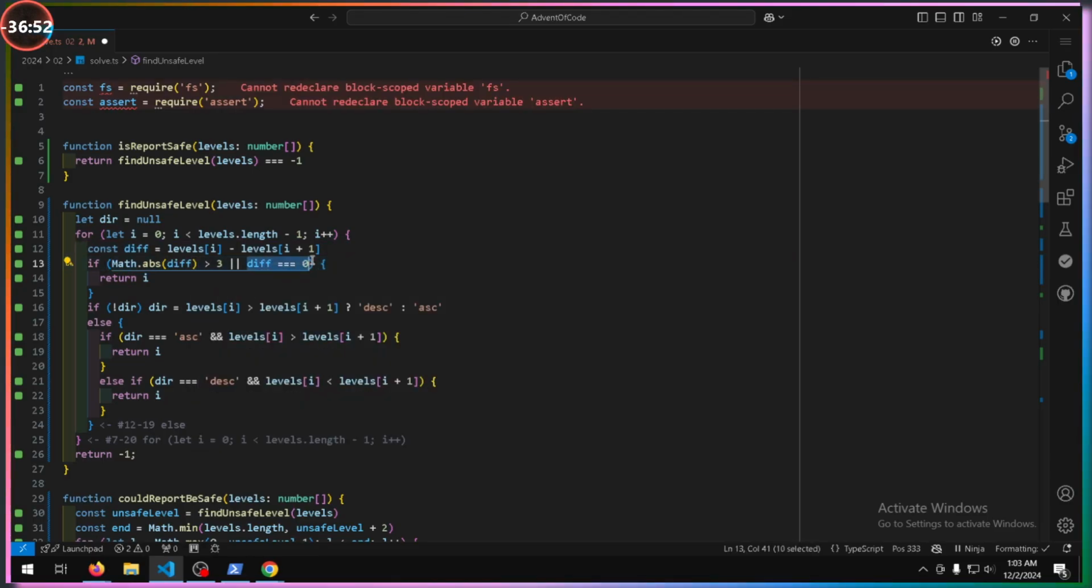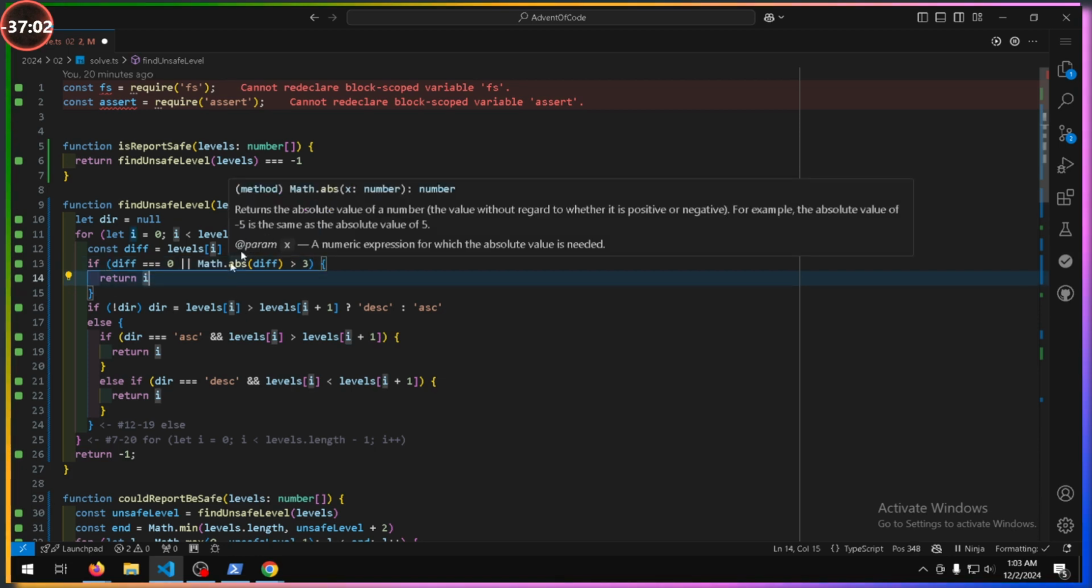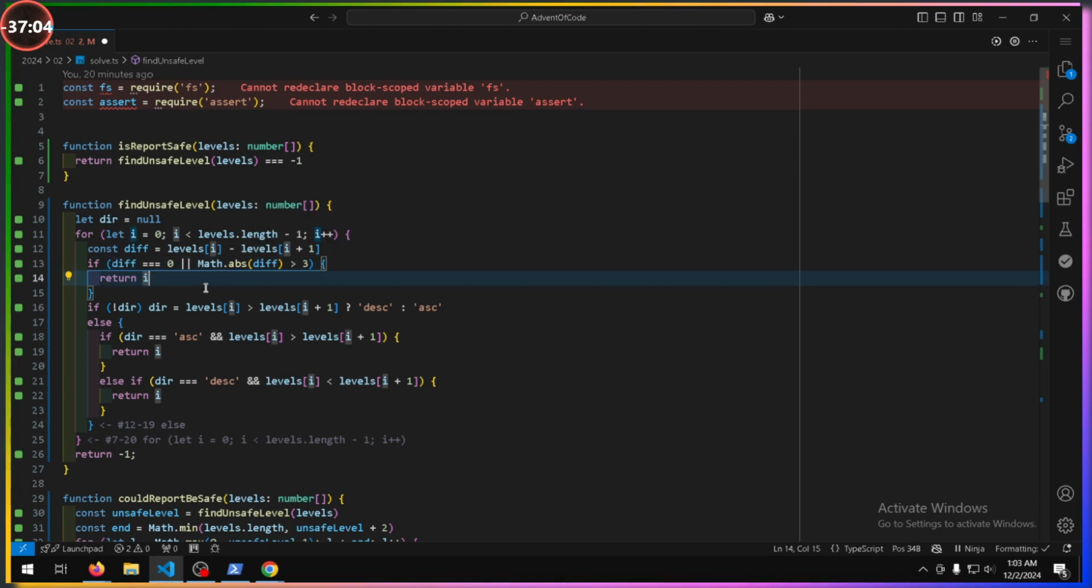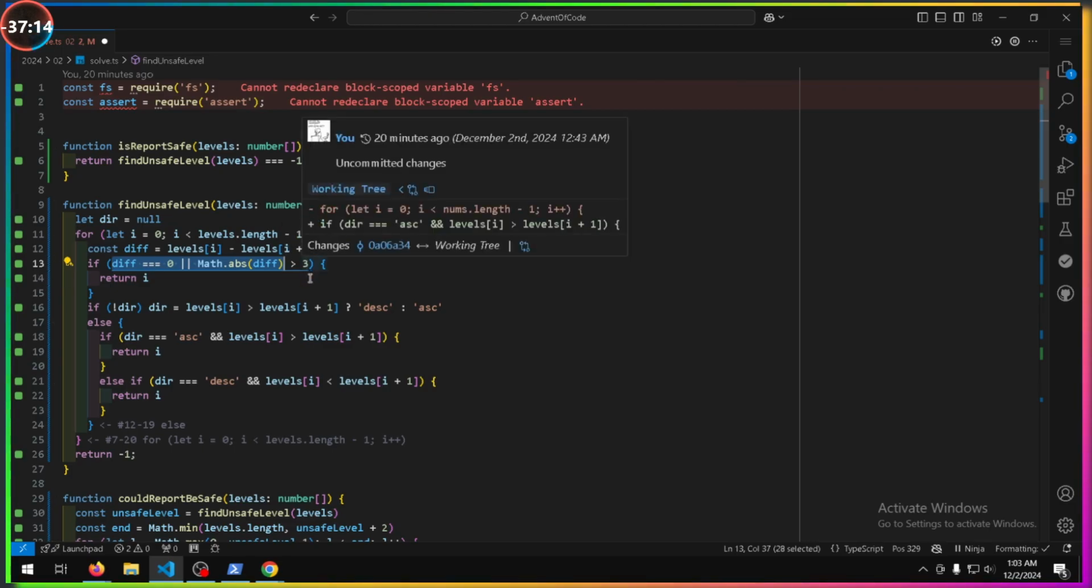And let's do the easier check first. So if difference equals 0 or greater than 3, return i, which is basically saying, is this an unsafe level? Get rid of it. And this is just a really weird way of saying the difference is not between 1 and 3. But it's really weird of saying it, so I don't like the way we're saying it.